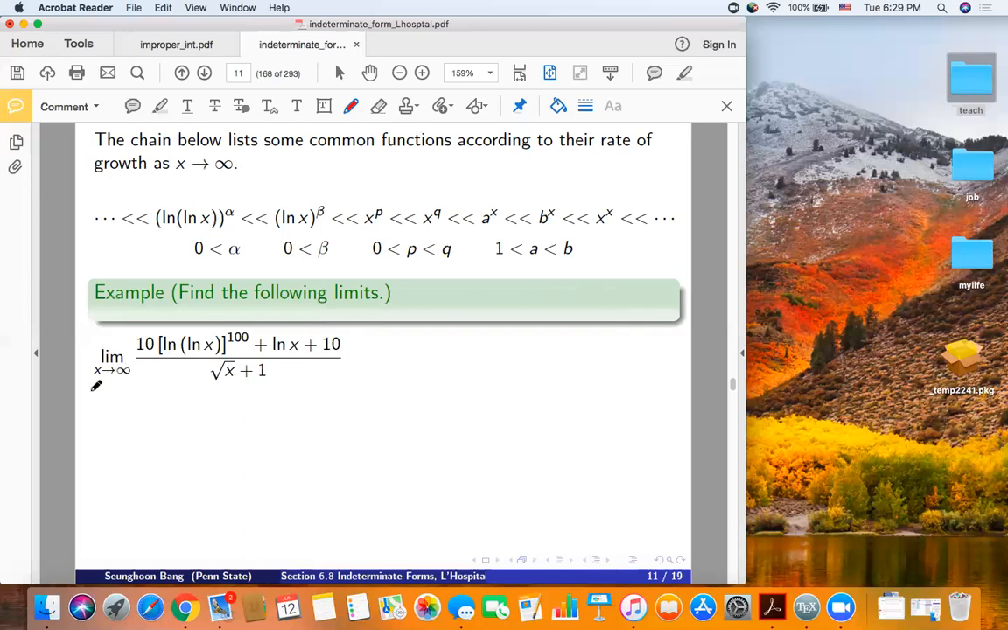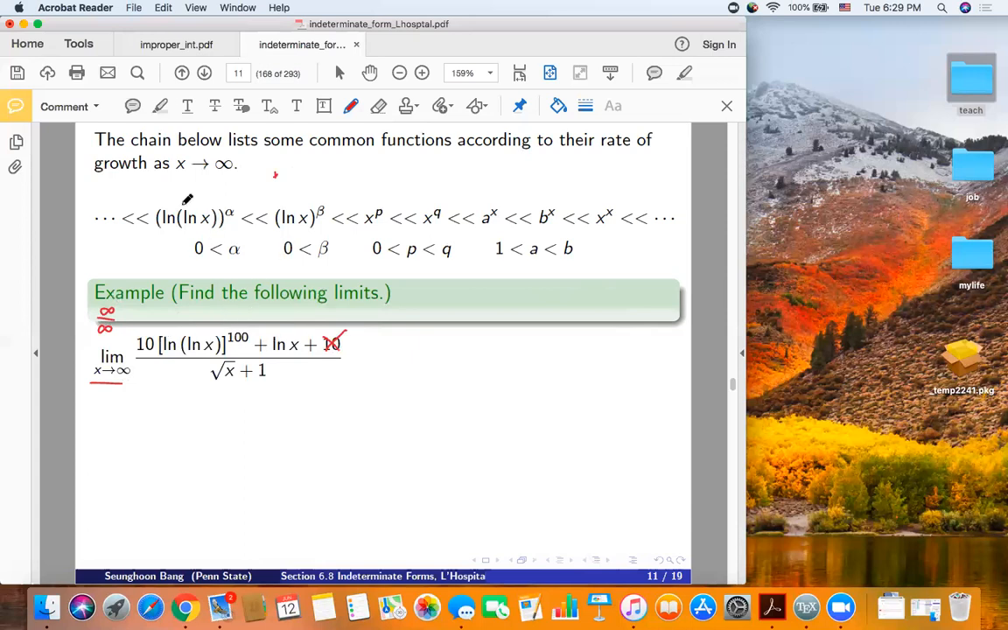X value approaching infinity. What does it mean? Top one is going to infinity. Bottom one is going to infinity. Exactly. Infinity over infinity form. I want to use this table. How can you use? Here, you have to ignore 10. You can check top one.